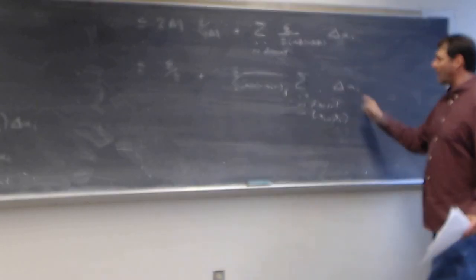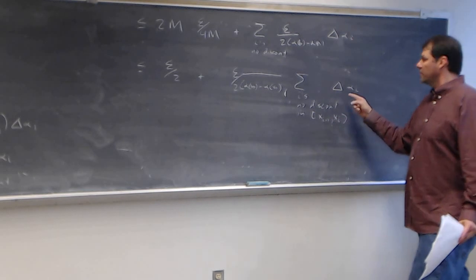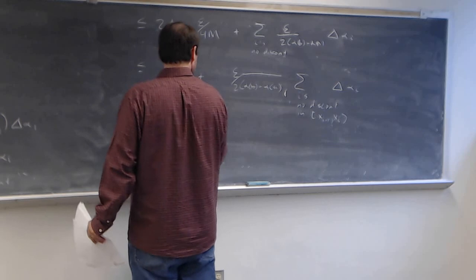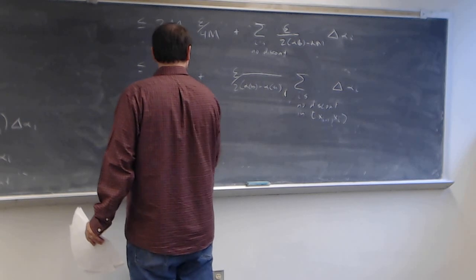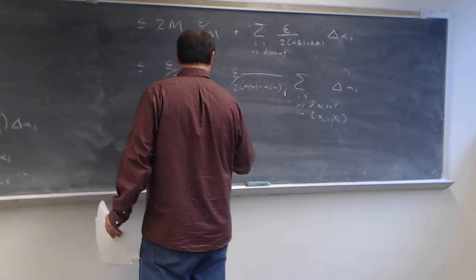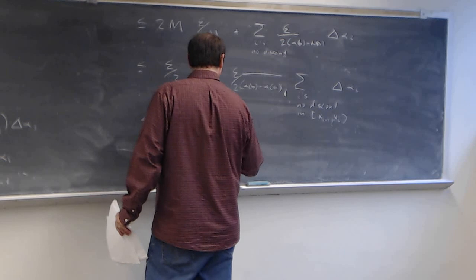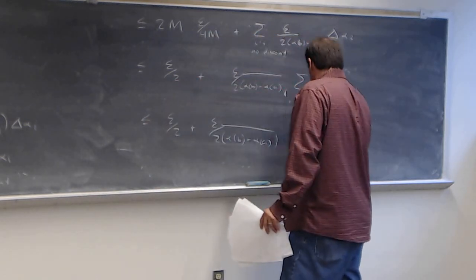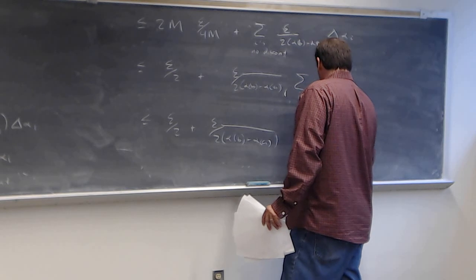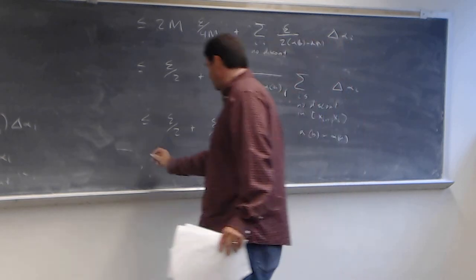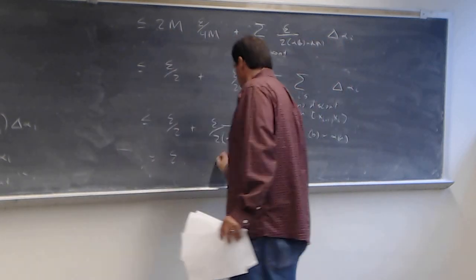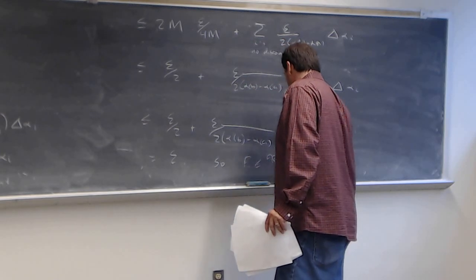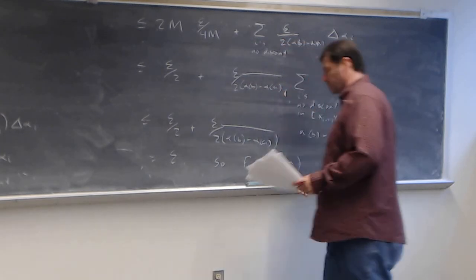Now look, if you were to add up all the delta alpha sub i's over the whole partition, you get alpha of b minus alpha of a. So this is definitely going to be less than epsilon over 2 plus epsilon over 2 times alpha of b minus alpha of a, which equals epsilon. So this says that f is an element of the Riemann-Stieltjes integrable functions with respect to alpha.